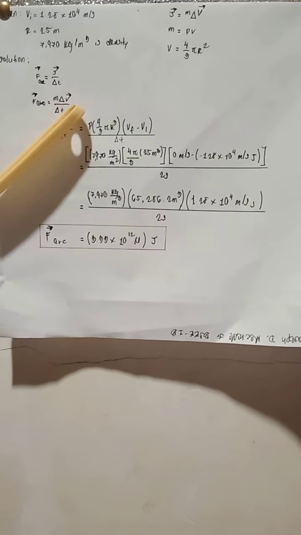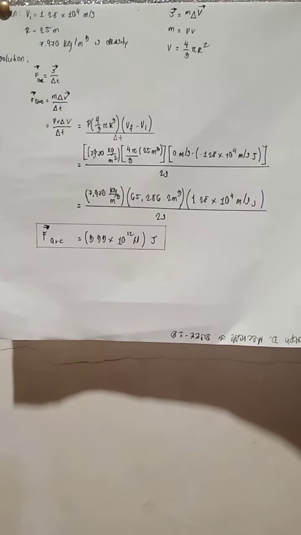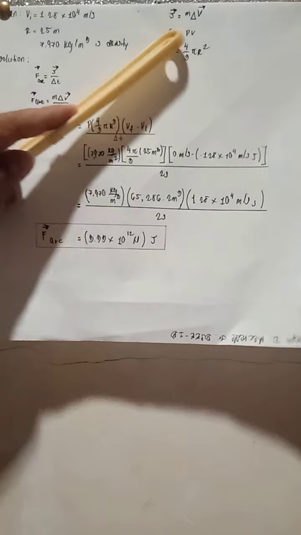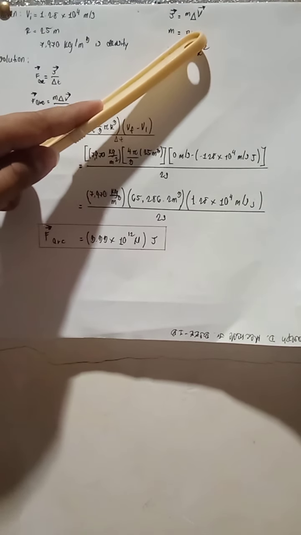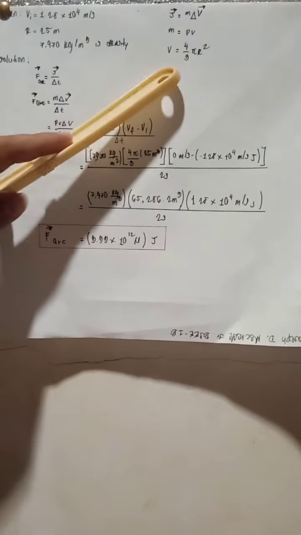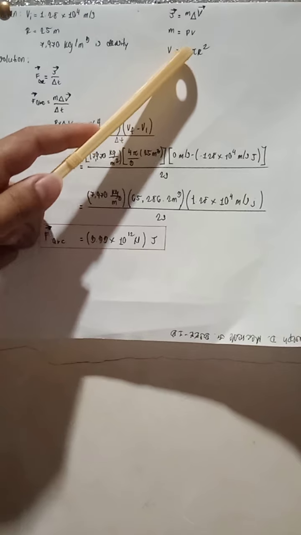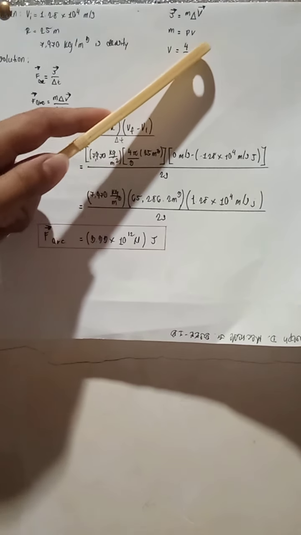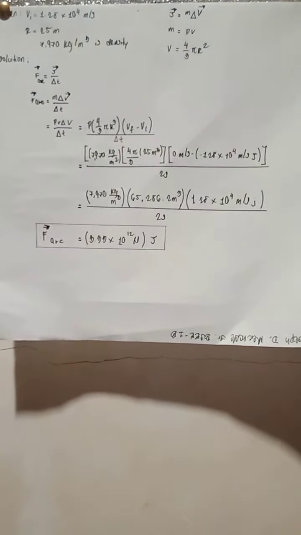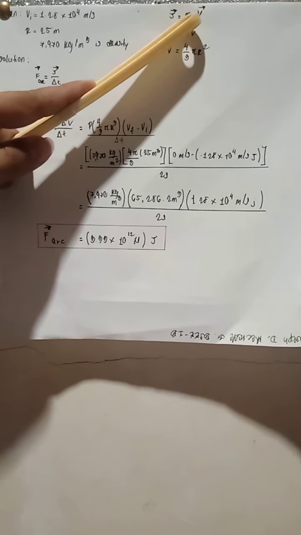The mass is equal to the product of the meteor's density and its volume. m is equal to rho V. If we assume that the meteor was roughly spherical, we have volume is equal to 4 over 3 pi r cubed, and J is equal to m delta v.